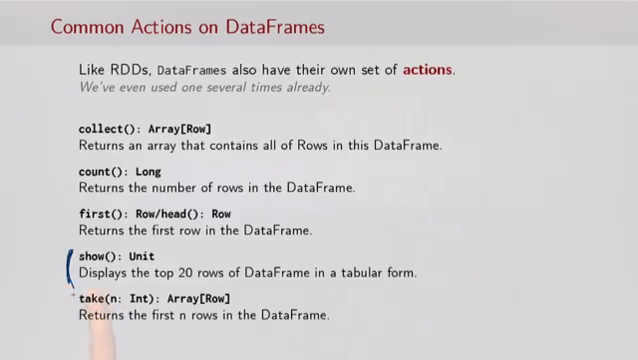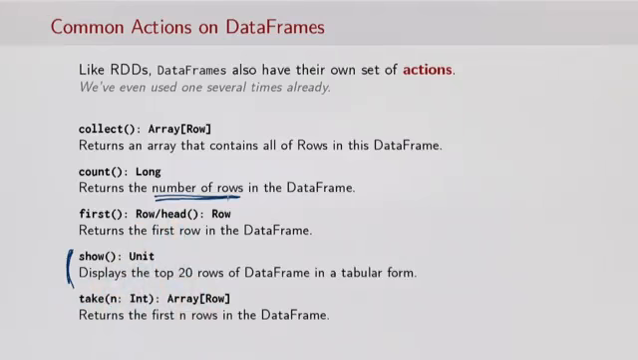As we saw, this one displays the top 20 rows of the data frame in a tabular form, so it pretty prints it in a very nice way, so it's easy to actually look at and visually parse this table. The other common actions are ones that we already know, such as collect, which returns an array that contains all of the rows of the data frame back to the master node. There's also the count operation, which returns the number of rows specifically. And then there's a method first or head. These are both the same method, which returns the entire first row in the data frame.